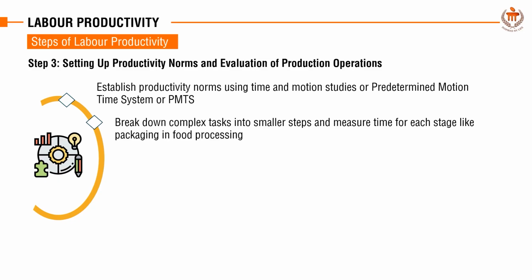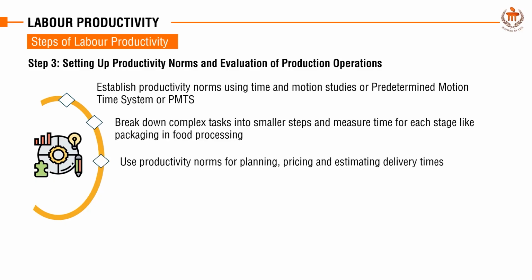Time and motion studies involve analyzing complex tasks by breaking them down into smaller, manageable steps and measuring the time required for each step. For instance, in a food processing plant, the process of packaging products can be dissected into stages like filling, sealing, and labeling. By timing each step, managers can identify the most efficient methods and set performance standards.